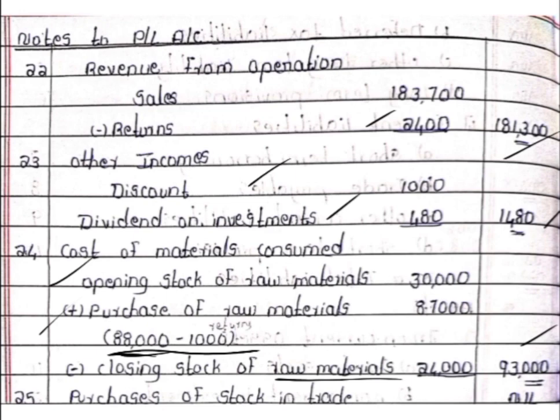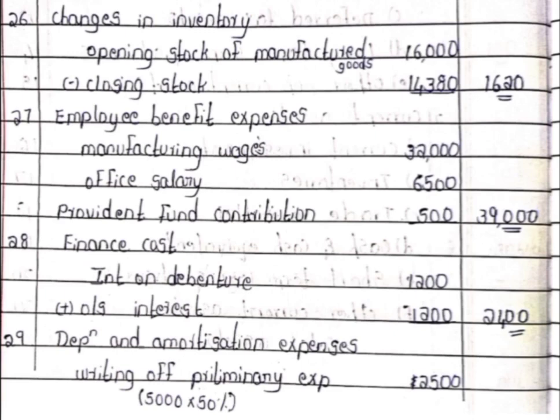25, purchases of stock in trade is nil. Then note number 26, changes in inventories. We are going to write opening stock of manufactured goods 16,000 and closing stock of manufactured goods we have to deduct. We will have positive value of 1,620. Then employee benefit expenses, we are going to take three items: manufacturing wages, salary, office salary, and provident fund contribution. Total is 39,000. Under finance cost, interest on debenture which is paid, for that we are going to add the outstanding interest. Total would be 2,400.